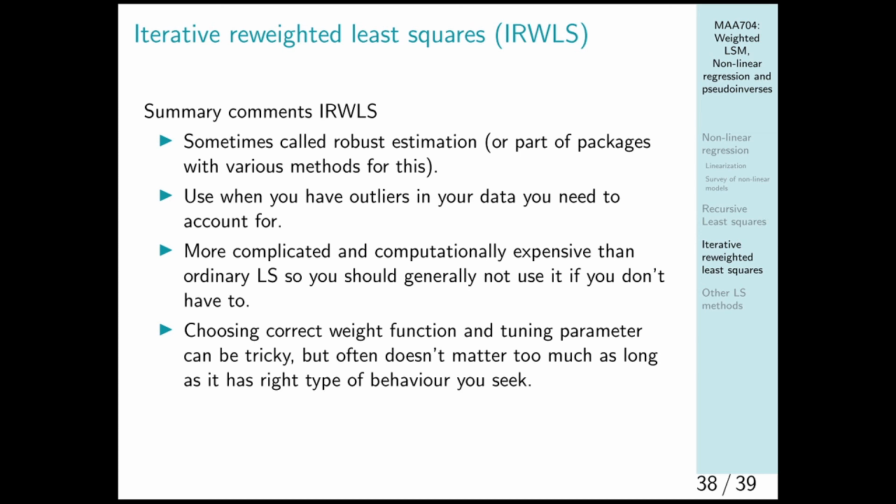And usually, if you're working with small data sets, you can see with your naked eye if there are outliers and how they behave, and so you can choose proper weights. Now, choosing a correct weight function and tuning parameter can be tricky, but often doesn't matter too much as long as it somehow matches the type of behavior we are looking for. For example, we can define our weight function point by point, which is pretty adequate for a small data set, because it allows you to fine-tune the points a little bit better.